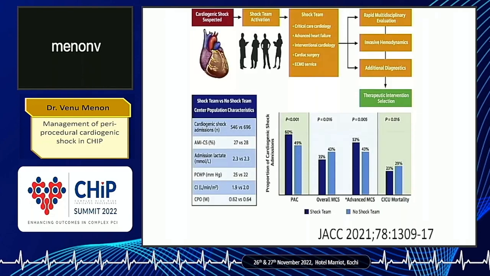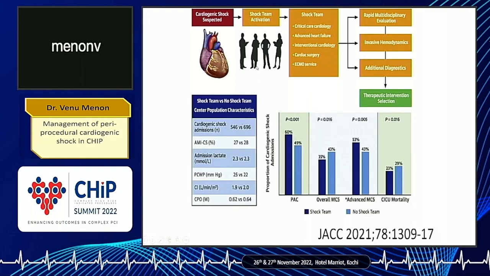This is our data from the C3TN network. We have about 30 CCUs in the United States that register in this network, and about half of us have a shock team and half of us do not. You can see that the patients with shock, both in the main hospital with a shock team and in other hospitals without, are very, very similar in terms of their hemodynamic profile.